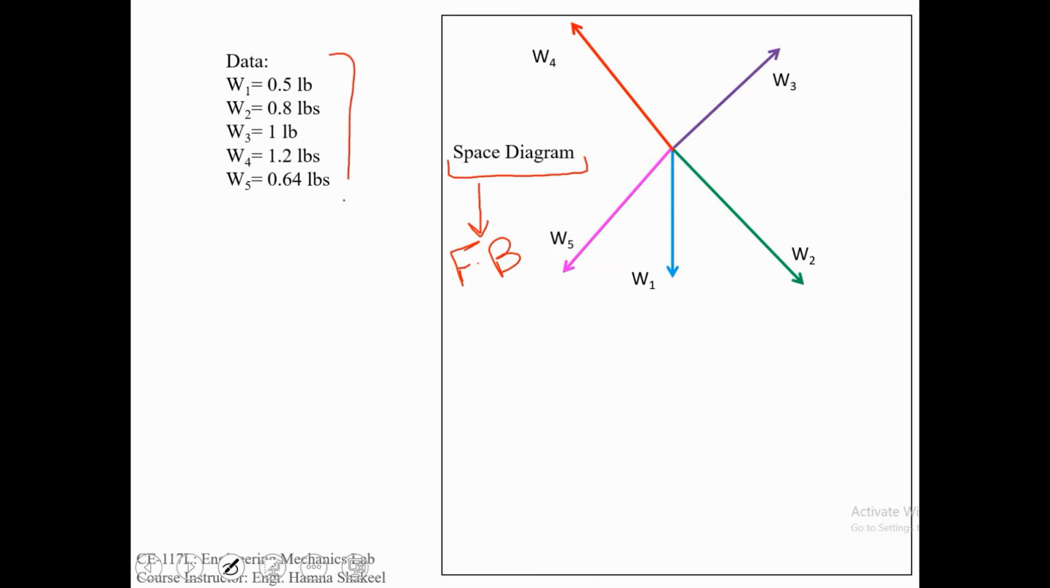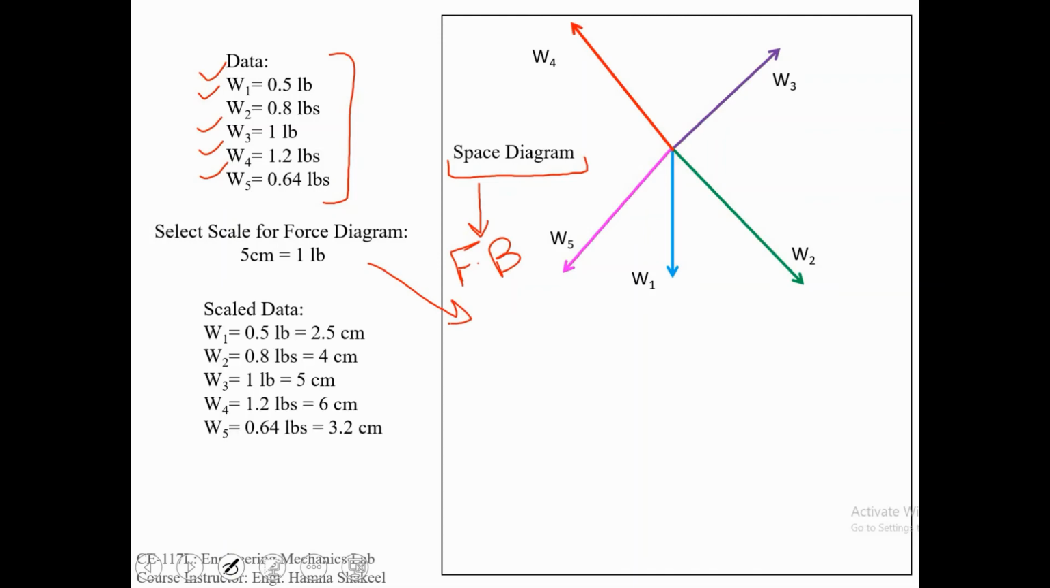For that, let's say this is our data from our experiment. We know the magnitude of all the weights. You have to select a scale based on the space available on your sheet, and you have to convert all these magnitudes of weights into length. After that, you have to convert this diagram into a force diagram in which we are going to preserve the direction by drawing parallel lines, and we are going to use these lengths to represent magnitude of the forces.